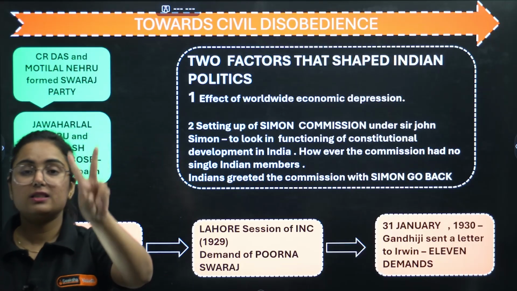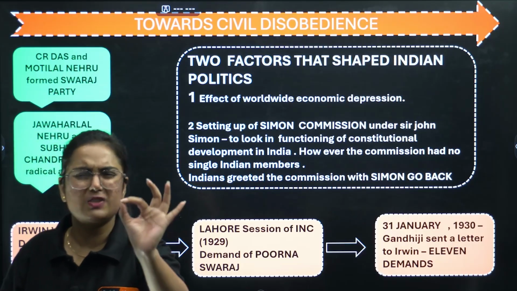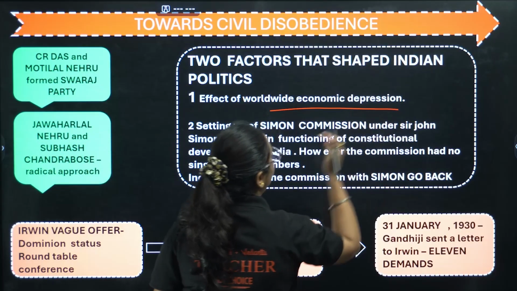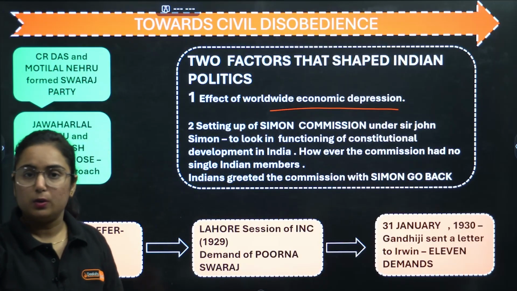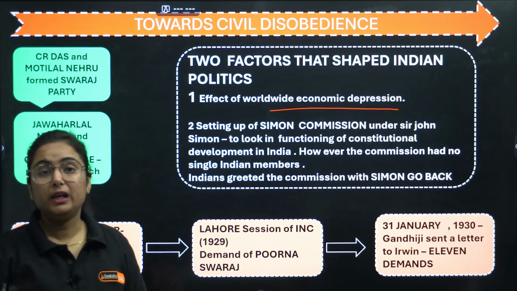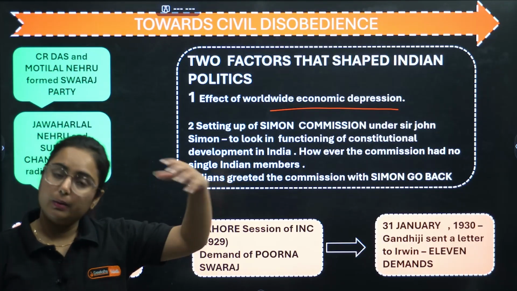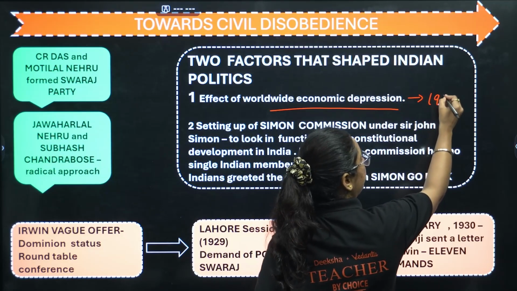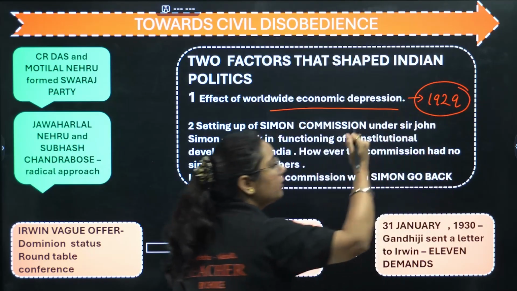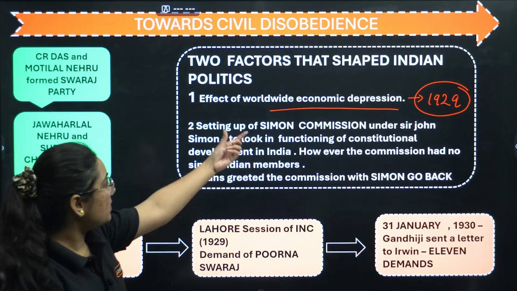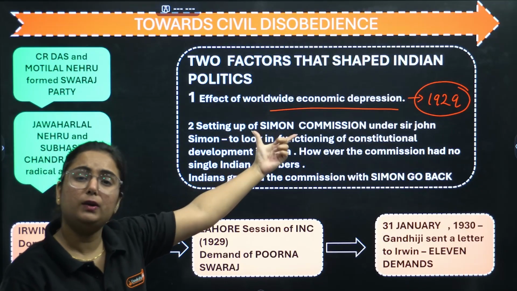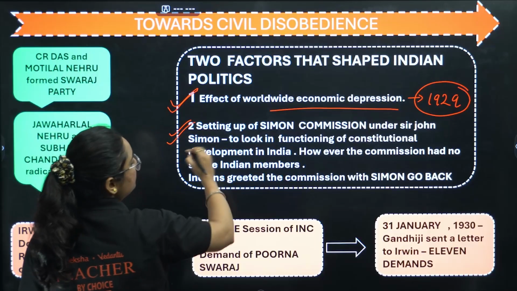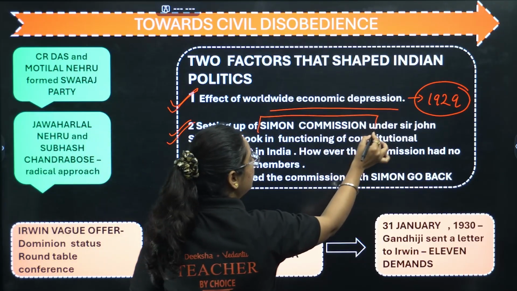So, two factors shaped Indian politics. The first one is very obvious, that there was a worldwide economic depression. First World War, then we have seen economic decline, not only in India, even in Europe. And if you remember, 1929 was the great year of depression, right? So this was the time when worldwide everyone was facing economic depression. India was also. The second and the most important reason is the coming of the Simon Commission.